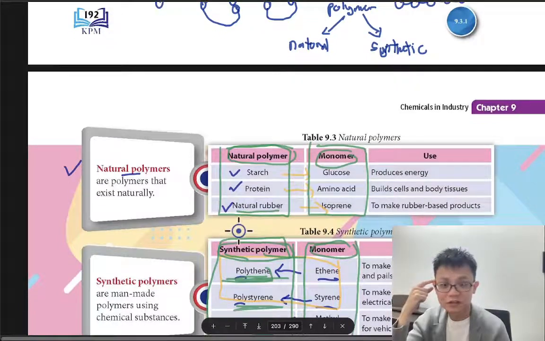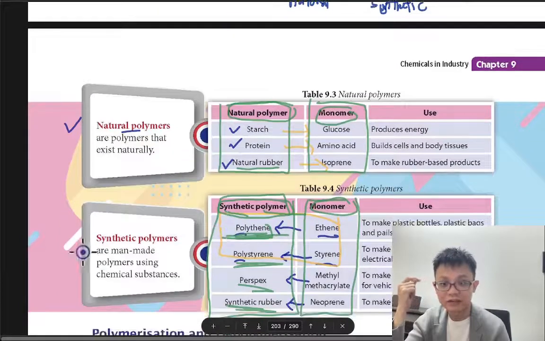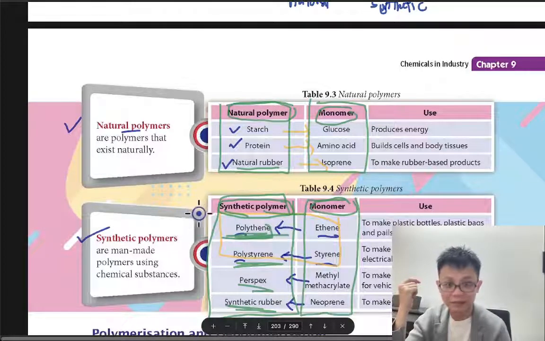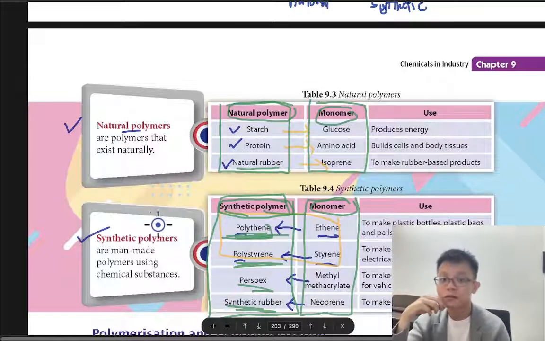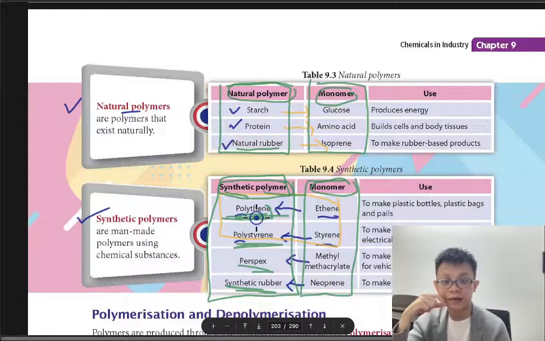So natural rubber is not strong. In order to make it stronger, we need to use synthetic rubber. So you need to add something. So after add something, you will get either polyethylene, polystyrene, perspex, and synthetic rubber.